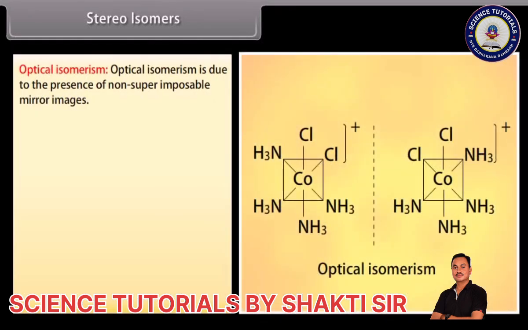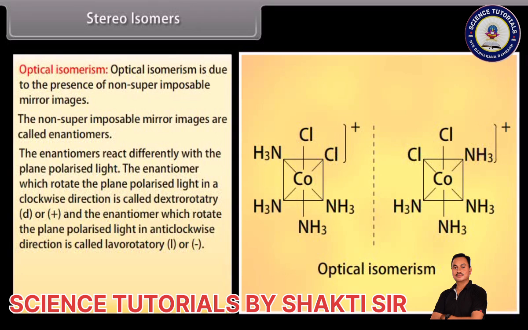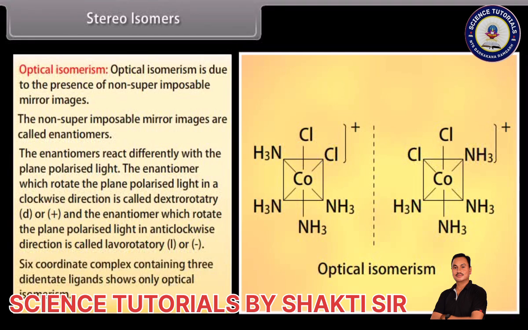Optical isomerism. Optical isomerism is due to the presence of non-superimposable mirror images. The non-superimposable mirror images are called enantiomers. The enantiomers react differently with the plane polarized light. The enantiomer which rotates the plane polarized light in a clockwise direction is called dextrorotatory, and the enantiomer which rotates the plane polarized light in anti-clockwise direction is called levorotatory. 6 coordinate complex containing 3 didentate ligands shows only optical isomerism.